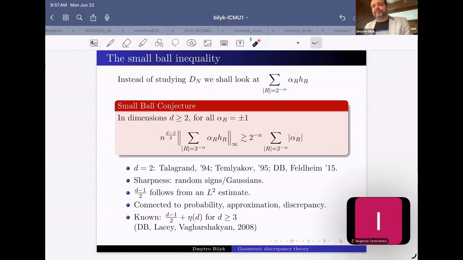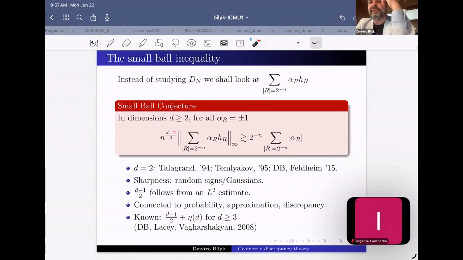Okay, and there is a conjecture with a slightly weird name called the small ball conjecture. The name comes from probability, but I will not get into those details now. It is a conjecture about the L infinity norm of such sums. It might be hard to read right now, it's a little bit strange. The important thing here is this d-2 in the exponent. The conjecture is known for d equal to 2, and I will show you the proof in just a second. And if it's true, it would be sharp.